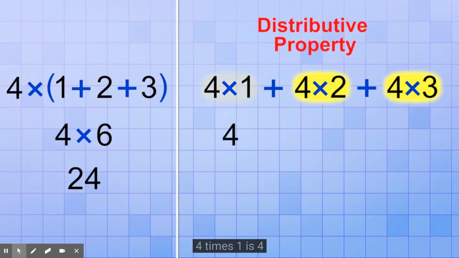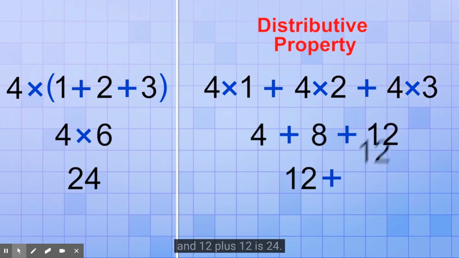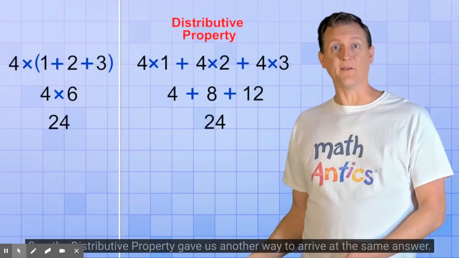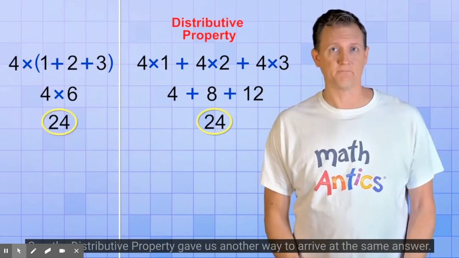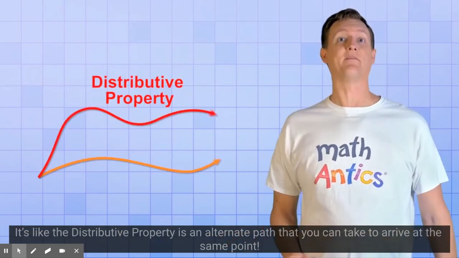4 times 1 is 4, 4 times 2 is 8, and 4 times 3 is 12. Finally, we add up those three individual answers. 4 plus 8 is 12, and 12 plus 12 is 24. See, the distributive property gave us another way to arrive at the same answer. It's like the distributive property is an alternate path that you can take to arrive at the same point.